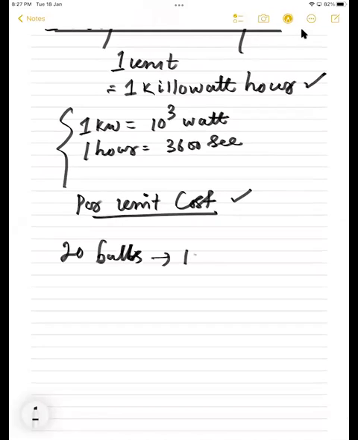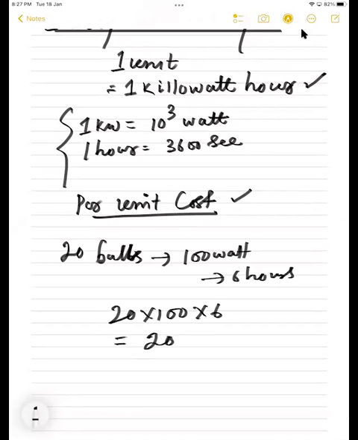20 bulbs, each 100 watt, running 6 hours every day. That means per day how much energy is consumed? 20 into 100 for the bulbs, and 100 into 6. So how much did you get? 12,000 watt hour, right, students?